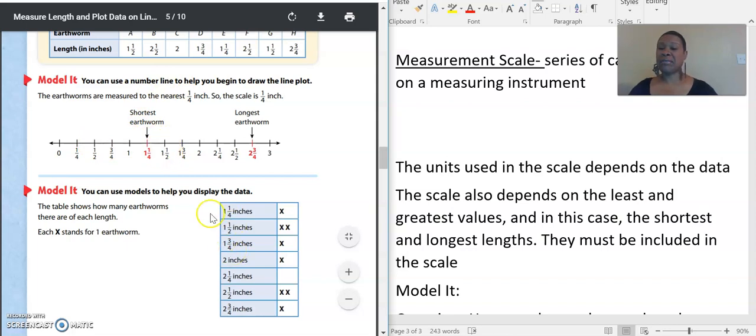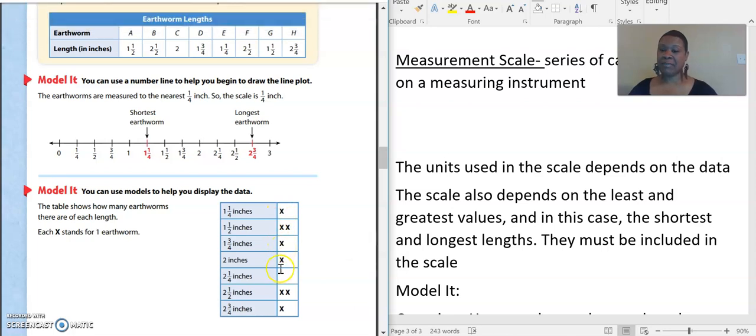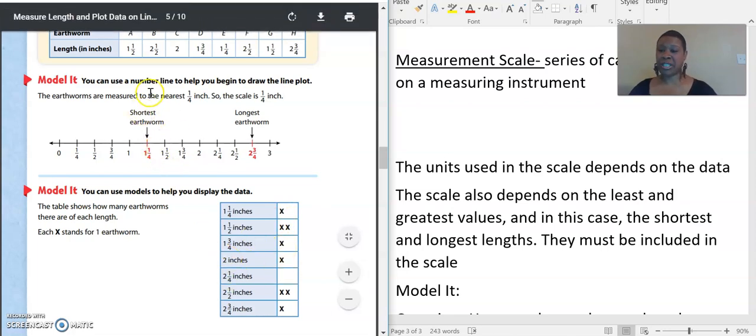So let's find out how many earthworms there are of 1 3/4. If we look up here, there's 1, and I don't see any more, so they put 1 X. Let's go back up to the top and find out how many measure 2 inches. I only see 1, so they put 1 X there. Now check this out, 2 inches and 1/4. Do you see any earthworms measured at that length? No, so the box is left blank.